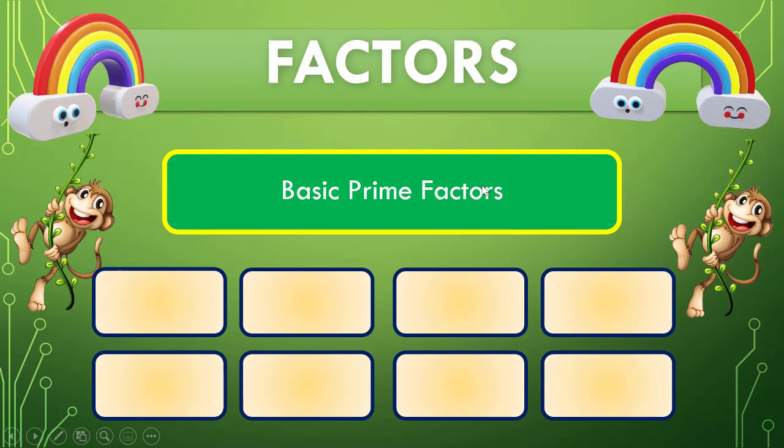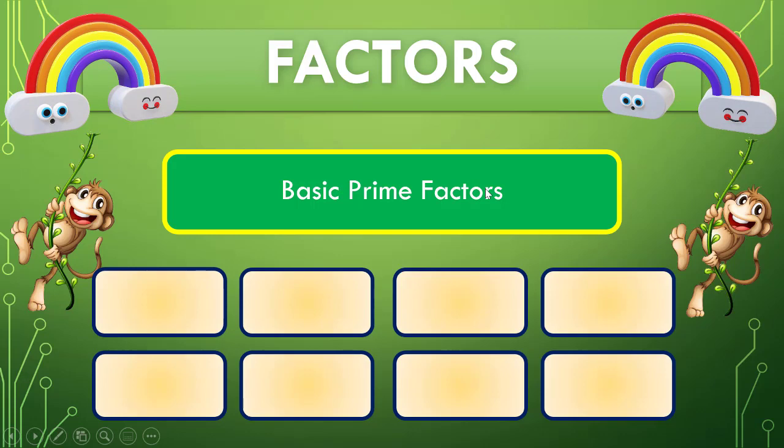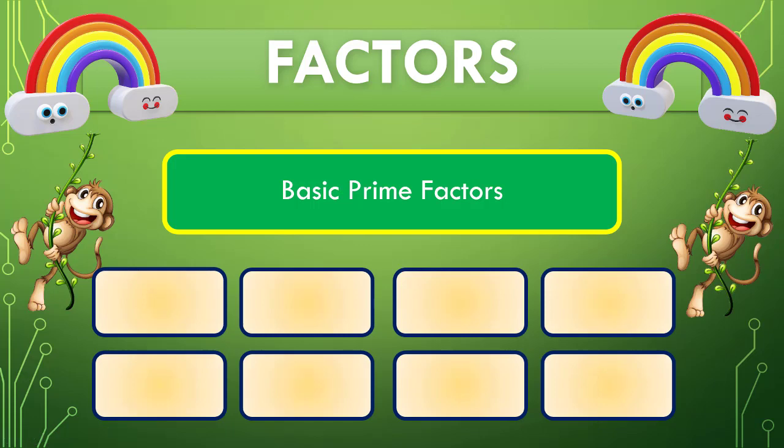Before we start the class, let's review the basic prime factors that you're supposed to know. 2, 3, 5, 7, 11, 13, 17, and 19.